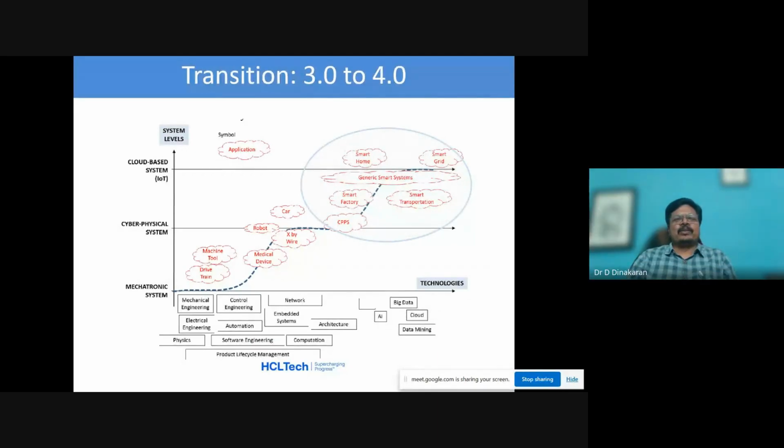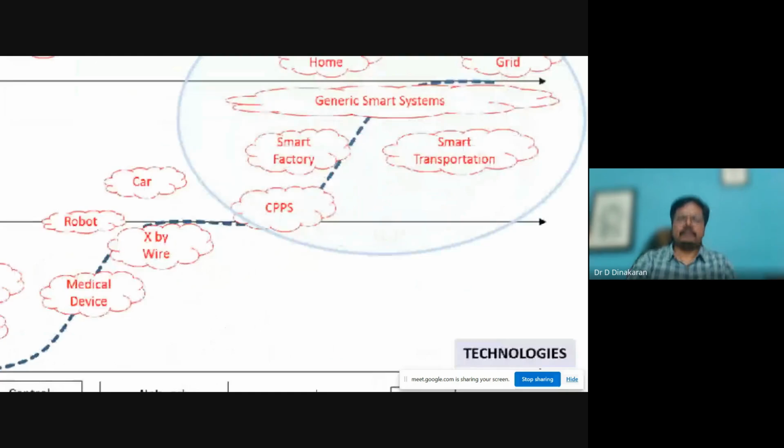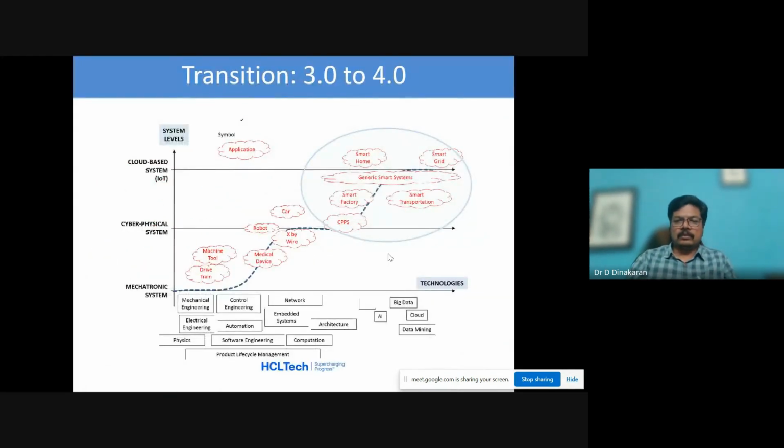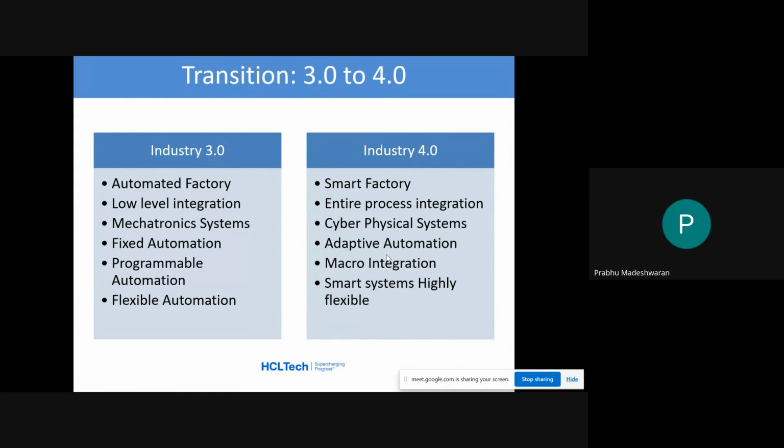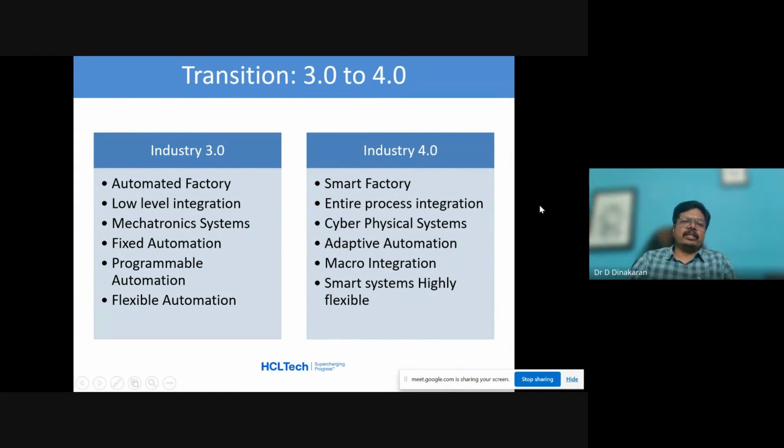Yeah. So this is what I showed. One side is system level, another side the technology improvement, and how it is interacting or that synergy is happening. This slide I showed, and the next one. Now the slide changed, right? This is what I explained: the automated factory 3.0 to 4.0 comparison. It's moving from automated factory to smart factory.